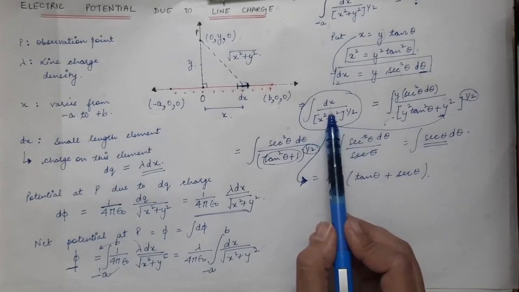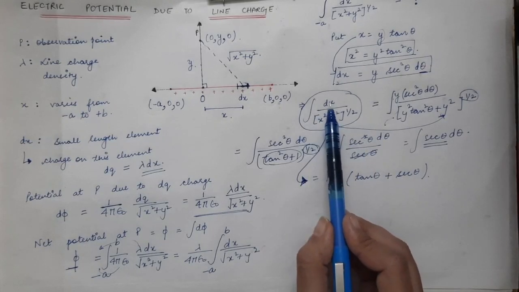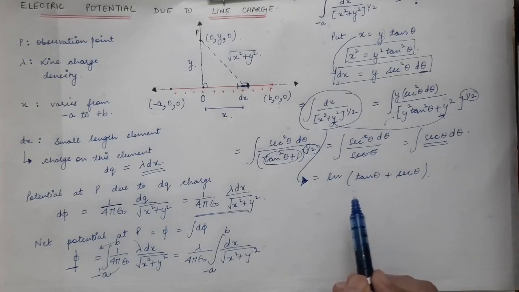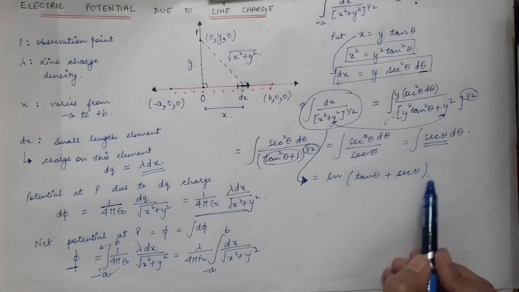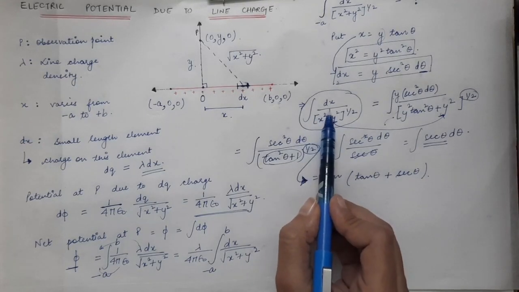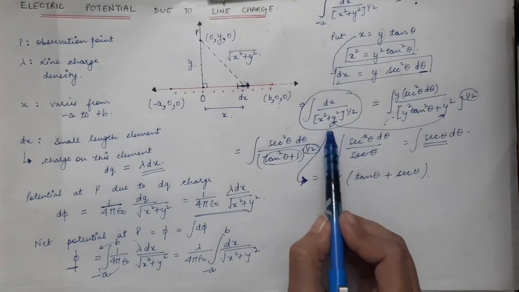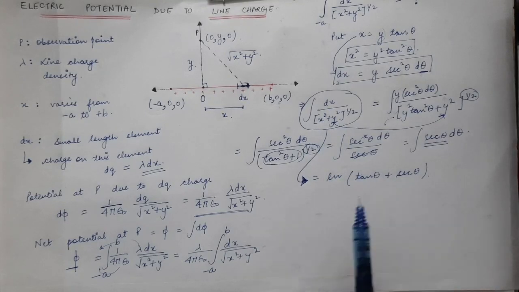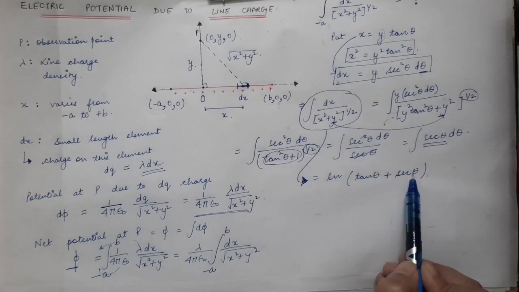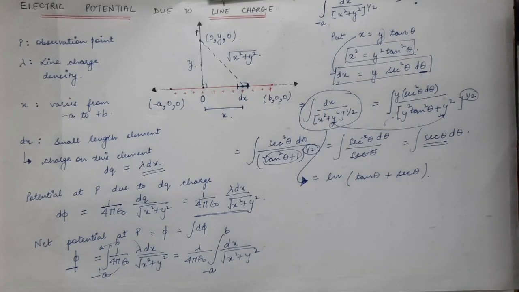But in this particular integral, we have x as variable, but in the result we have theta as variable. So now we are going to convert this result in terms of x. So now we are going to convert this tan theta and secant theta in terms of x and y.